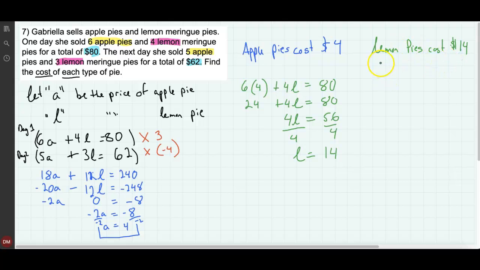I wonder why lemon pies are so much more expensive. Actually, one of my students said that lemon pies take a lot of labor. You have to put them in the fridge overnight, stuff like that. So maybe that's why. All right, that's that.